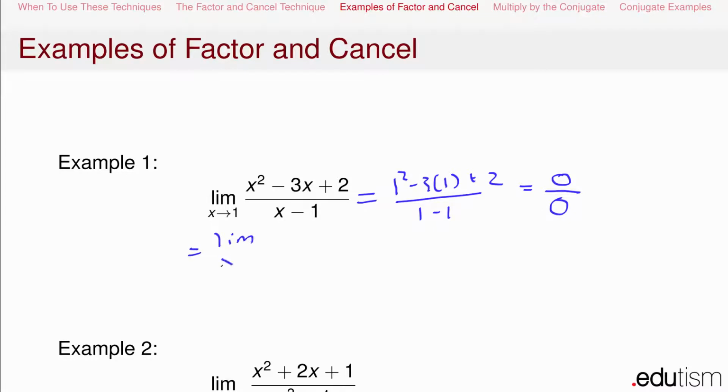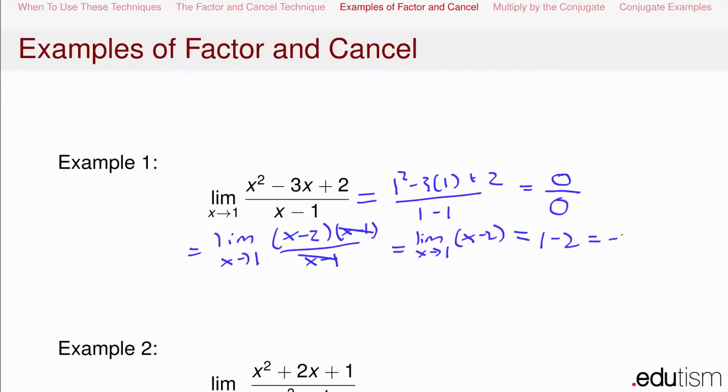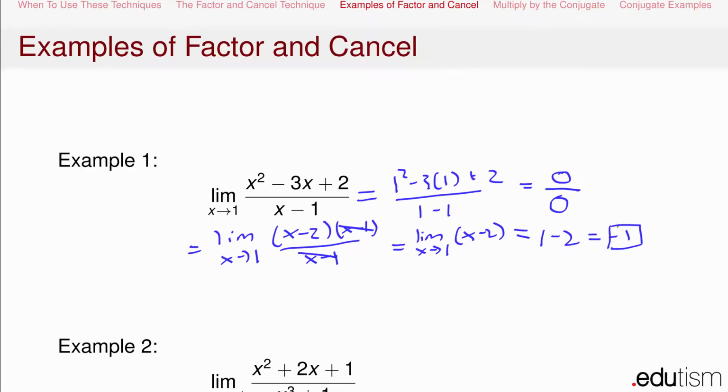So we're going to factor the numerator and factor the denominator. We factor the numerator, we get x minus 2 times x minus 1. The denominator is already factored, we just have x minus 1. These guys cancel, so we get left with the limit as x goes to 1 of x minus 2. Now this limit we can evaluate easily using the limit laws by replacing x with 1. We get 1 minus 2, which gives you negative 1. So the limit as x goes to 1 of x squared minus 3x plus 2 over x minus 1 gives you negative 1.